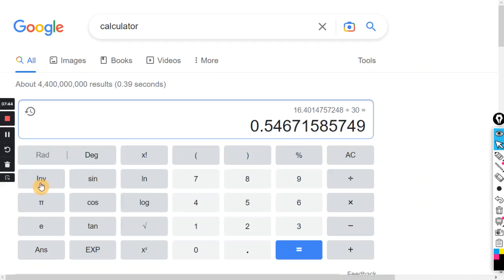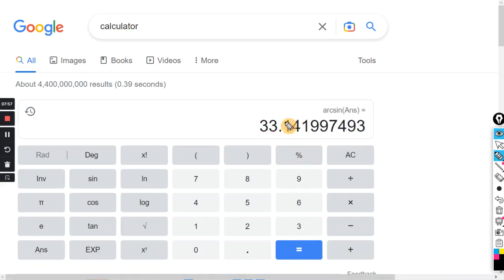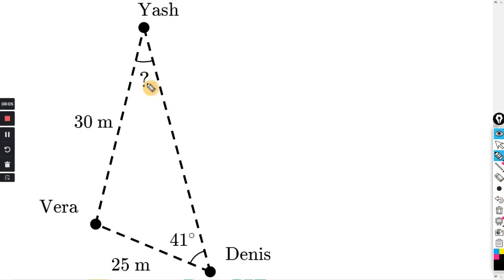Okay, and we're taking the inverse sine of that number. So this is INV, inverse sine, and ANS is the previous answer, inverse sine of the previous answer. Okay, and we're rounding off to the nearest degree, they said, at the very end. So if that is less than 5, you round it down, and it's just 33. All right, so this right here is just 33 degrees.